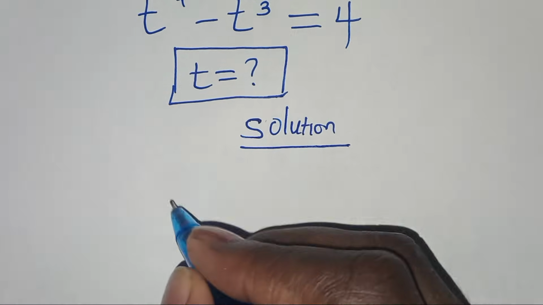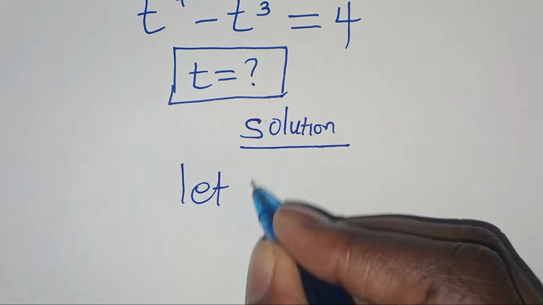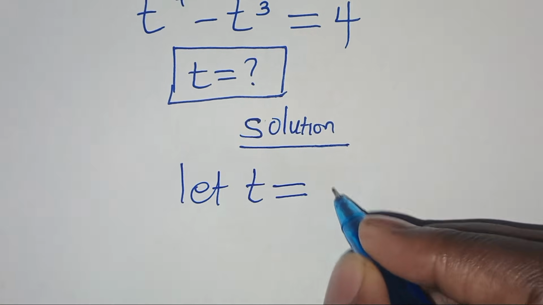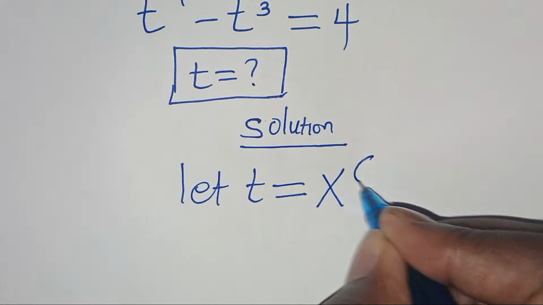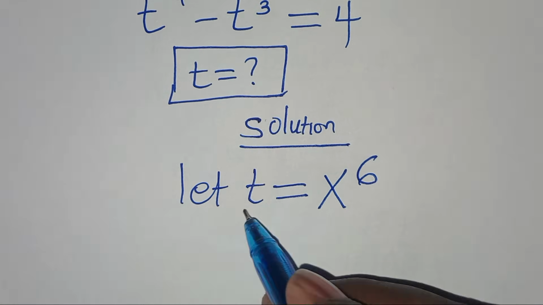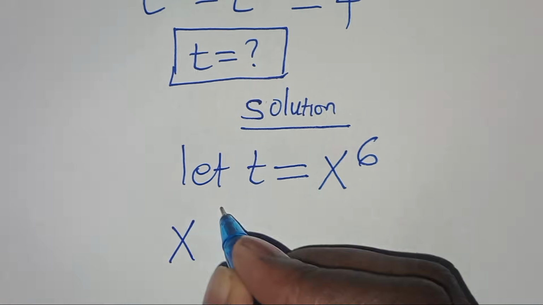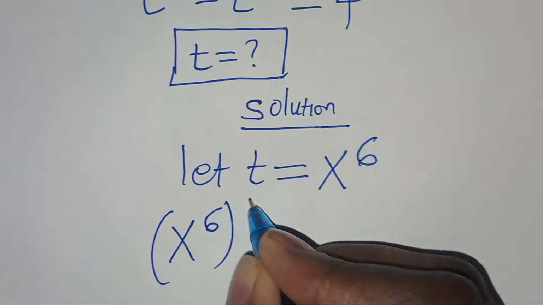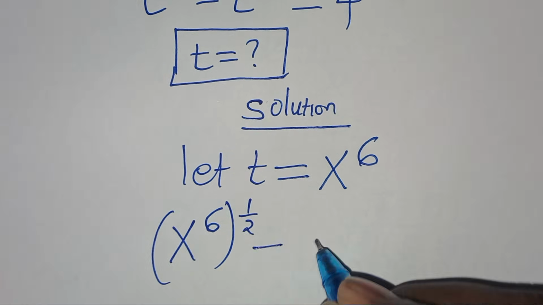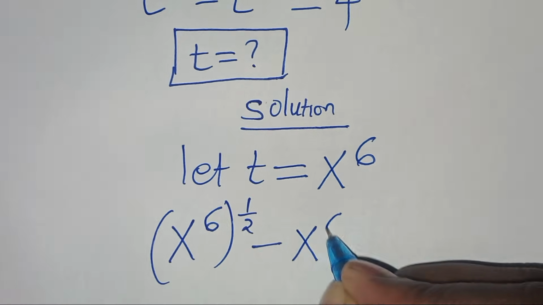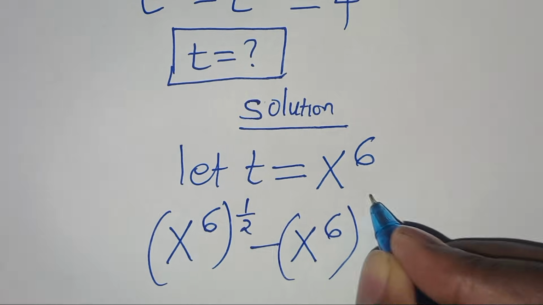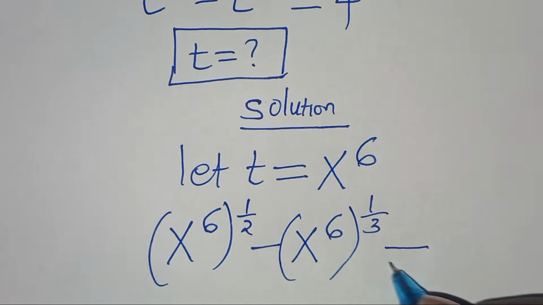Now, we can let t be equal to x to the power of 6. So, let's substitute t with x to the power of 6, so that we have x to the power of 6 raised to the power of a half, then subtract x to the power of 6 raised to the power of 1 over 3. This is equal to 4.